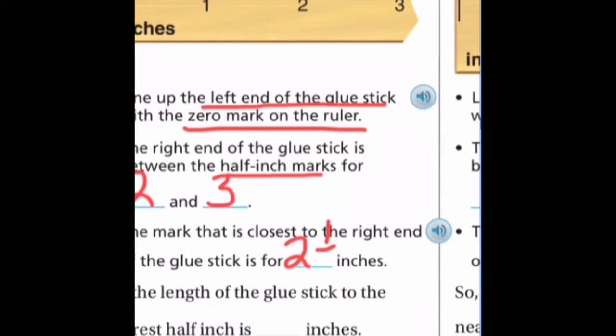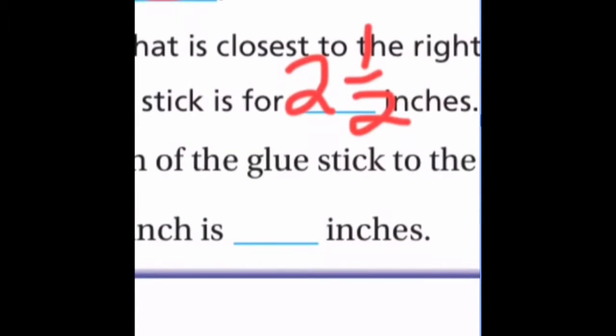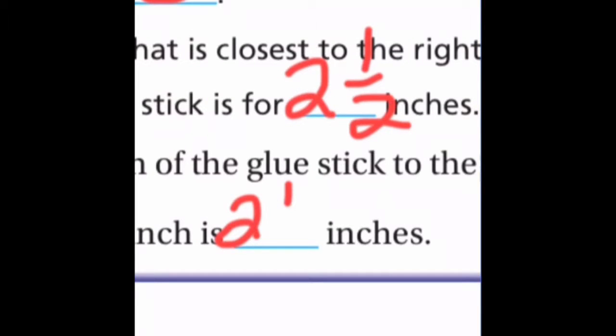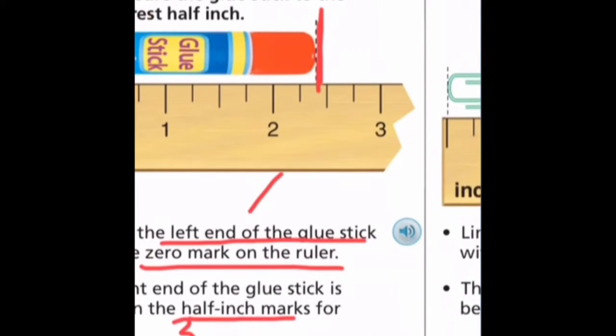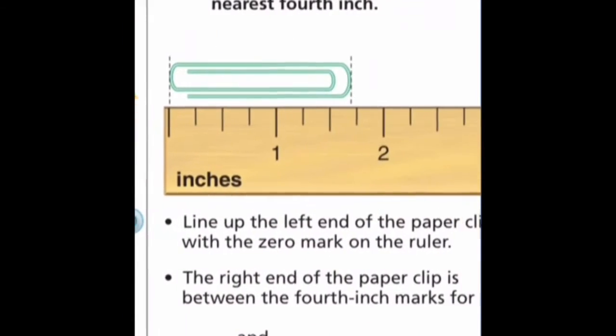2.5 inches. So the length of the glue stick to the nearest half inch is 2.5 inches. There we measured to the nearest half because it's closest to this mark right here. We have 2 inches, 2.5 inches, and then 3 inches, and it's closest to that 2.5 inch mark.